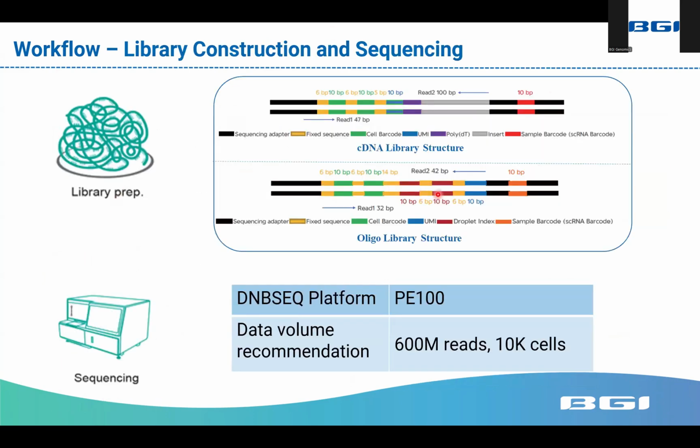Here is the structure of the library. The cell barcode, the green one, is used to label cells, and the poly T, the purple one, is used to capture mRNAs, and the UMI, the blue one, is used to label mRNA. The sequencing is performed on the DNBSEQ platform, and the sequencing strategy is paired-end 100. Then we would capture about 8,000 to 10,000 cells and generate about 600 million raw reads.